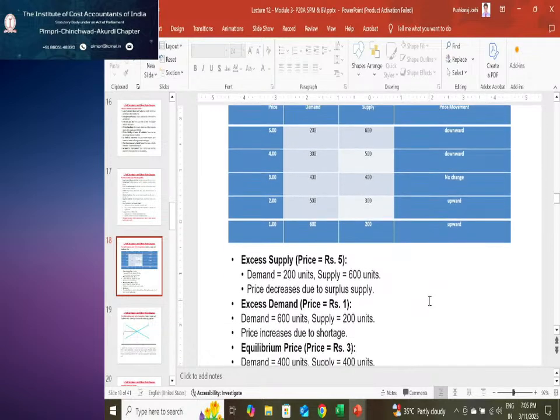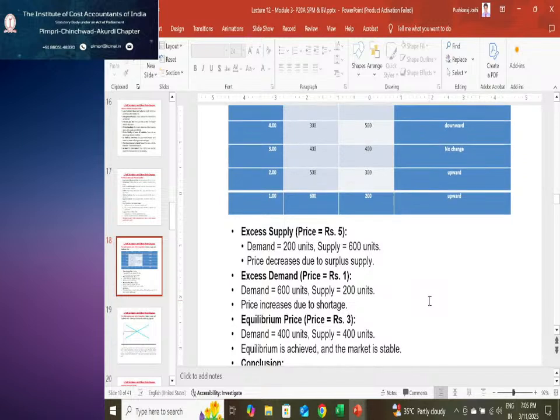Excess supply: if the price is ₹5, demand is 200 units and supply is 600 units, so price decreases due to surplus supply. A lot of supply is there and hence the price in a way is pushed downward. That's the excess supply situation. Then excess demand situation, let's understand. If the price goes to ₹1, the demand is 600 units and the supply is 200 units. So thereby price increases due to shortage. Shortage of supply is there and hence the price increases.